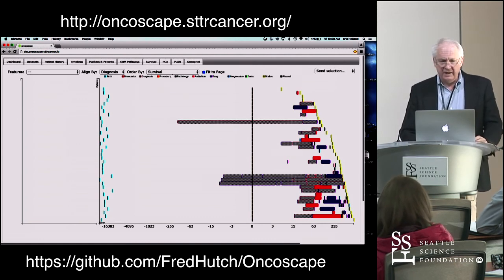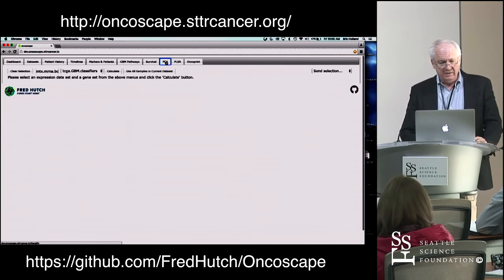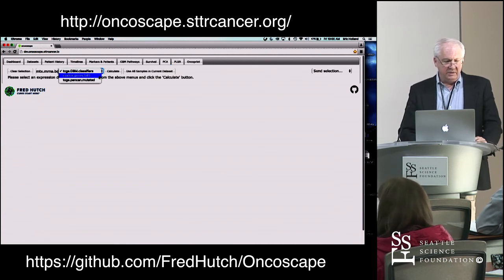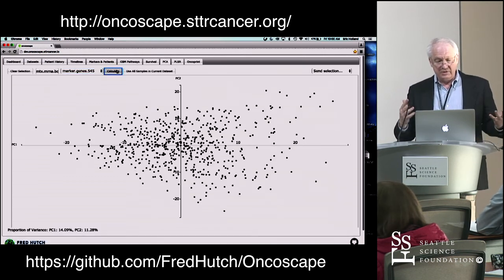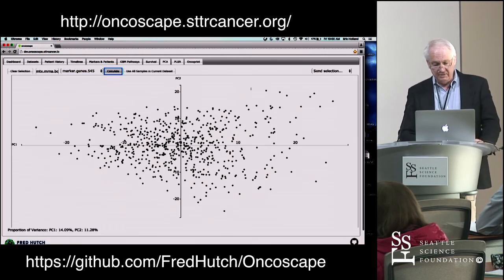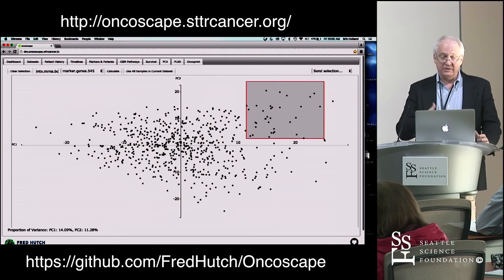Just a couple last things. There's a PCA tool where you can pick a subset of genes and ask the question, does their gene expression distribute the tumors? And sure enough they do. And these are the tumors, distributed by overall expression profile. You can grab hold of a set of tumors and look at whatever makes them interesting to you.